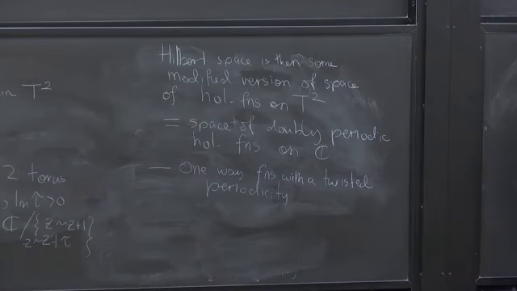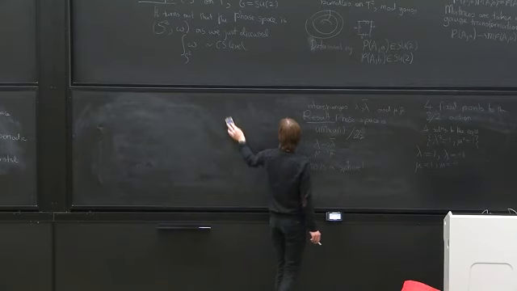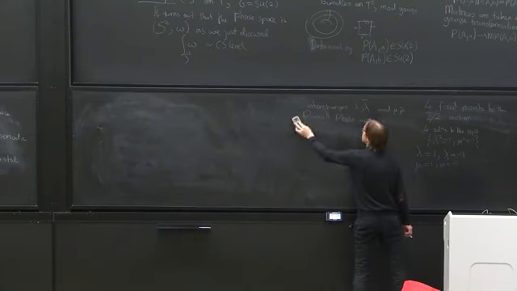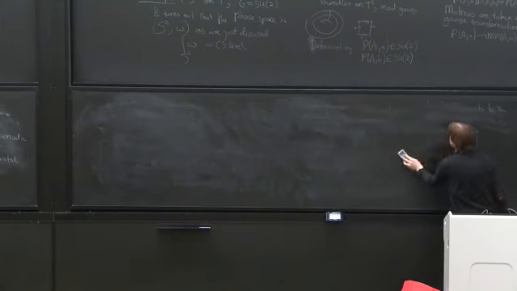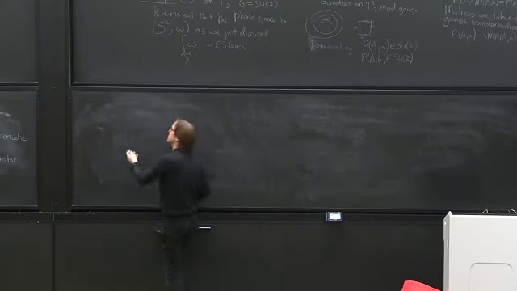That's the standard way. The way I find a little easier is to look at functions which have poles instead. And these will all lead to the same Hilbert space, just different parameterizations.